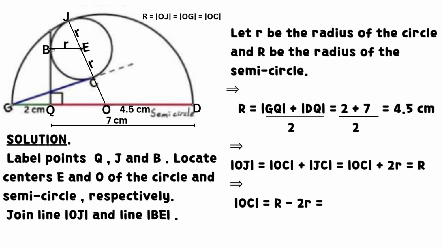substituted values. But line OJ equals the sum of OC and 2 times r, which equals R, as shown on the screen. Hence, line OC equals 1/2 of 9 minus 2 times r.